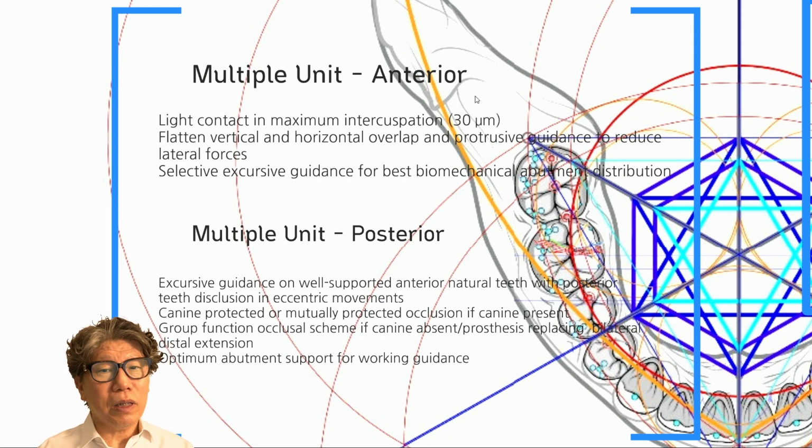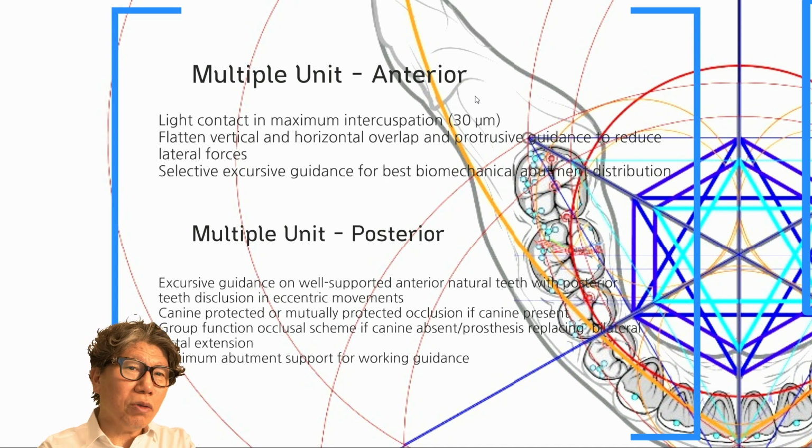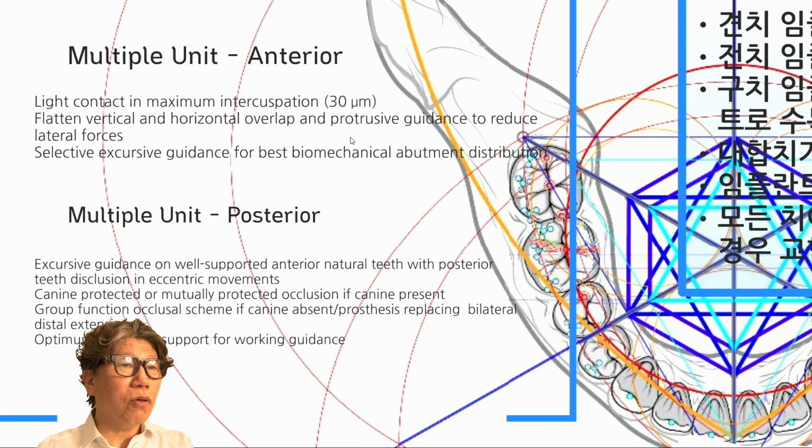Therefore, I perform anterior implants with these theories in mind. As a result, I think I was able to maintain a good relationship with my patients. If you look here, it says horizontal and vertical overlap.